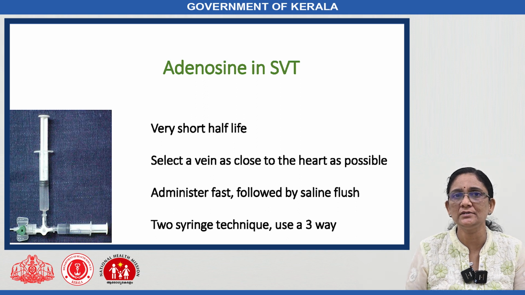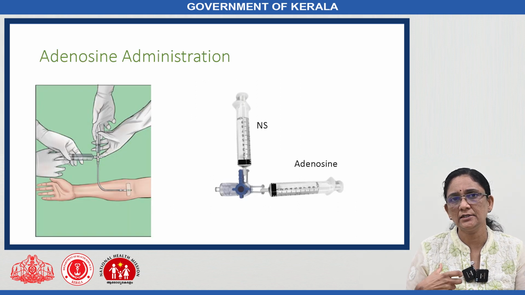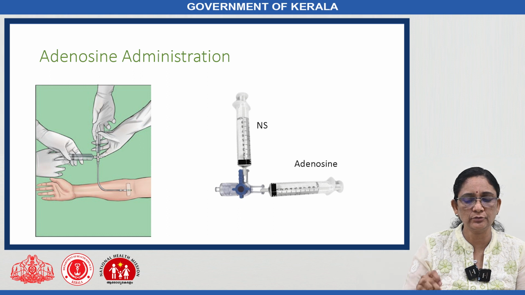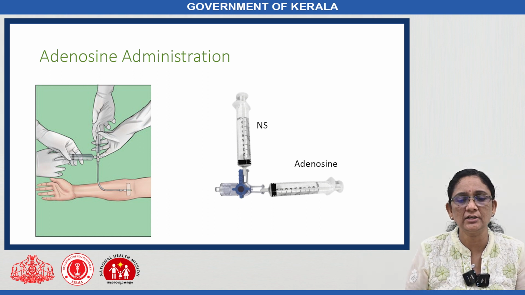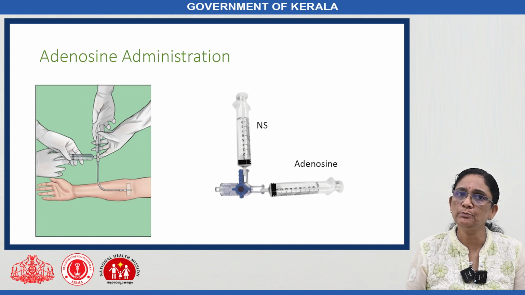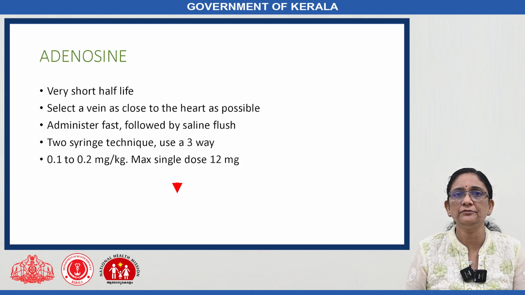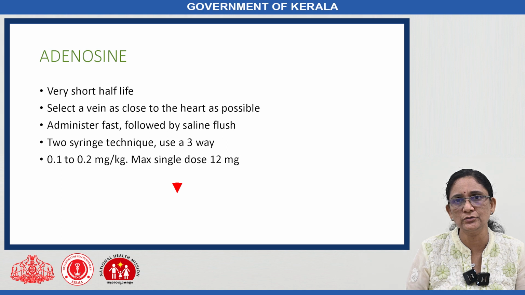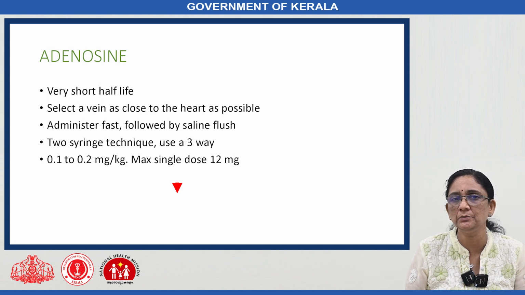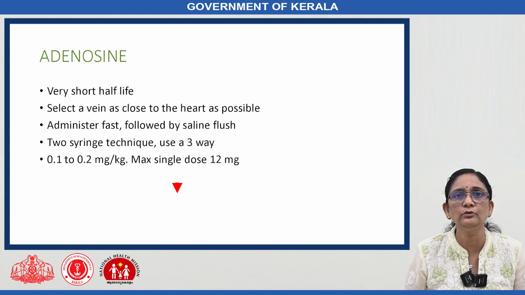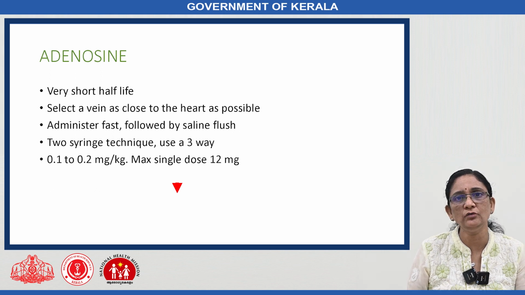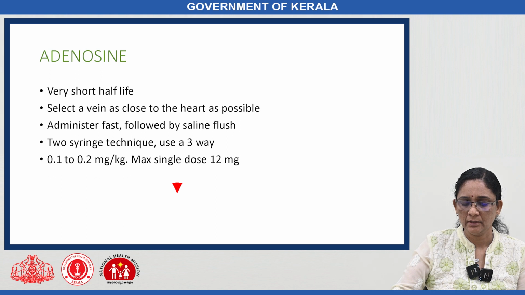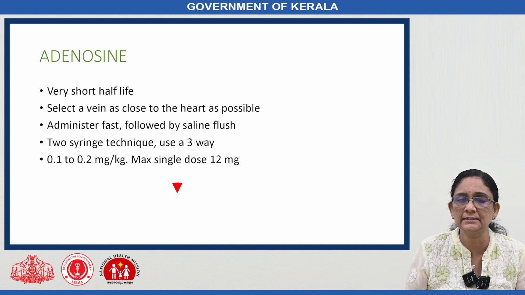And you always use the 2-syringe technique. Through one syringe, you rapidly push the adenosine, and through the other syringe, you rapidly push the normal saline so that the drug is reaching the heart. The usual dose is 0.1 milligram per kilogram. If it does not revert with the first dose, you will give the next dose as 0.2 mg per kg. If it does not revert, you go to the next dose, that is 0.3 mg per kg, to a maximum of 12 milligram. And usually when you take the ECG, you can beautifully see how it gets reverted.